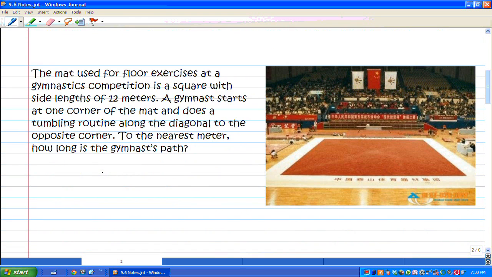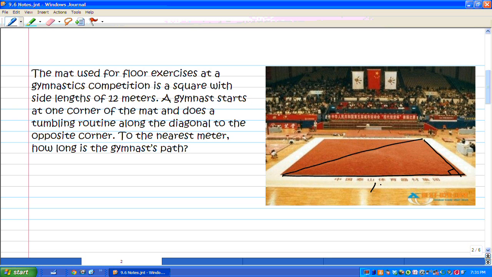Okay, the mat used for floor exercises at a gymnastics competition is a square with side lengths of 12 meters. A gymnast starts at one corner of the mat and does a tumbling routine along the diagonal to the opposite corner. To the nearest meter, how long is the gymnast's path? All right, well, that's easy enough because what we're talking about here is the right triangle, 45, 45, 90. Here's my 90. This is the path of the gymnast. You can actually see in the picture the line where they go back and forth from corner to corner. It's kind of funny. And that's the path they take.